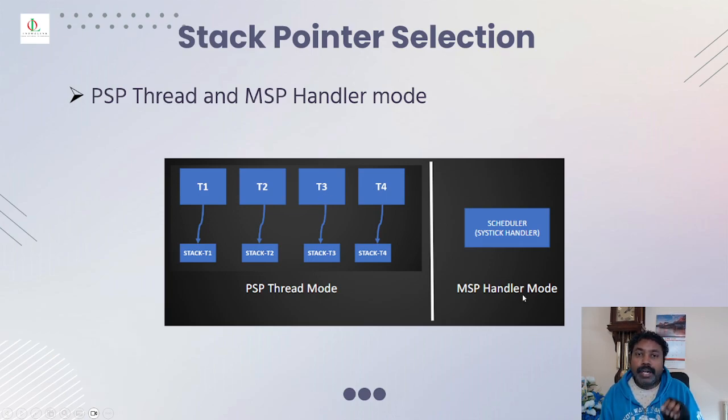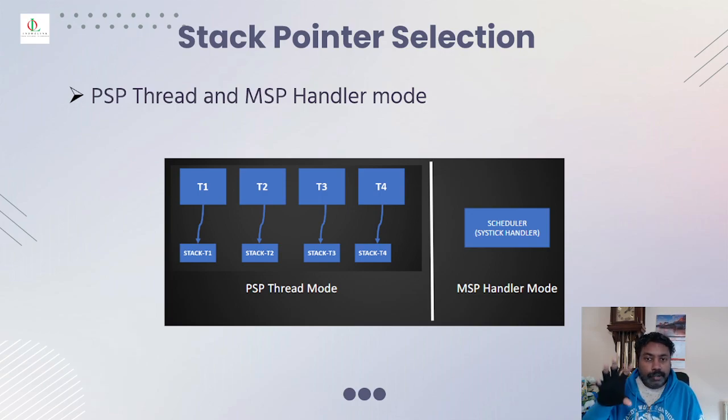So when an interrupt occurs, it will halt this and go to the scheduler, that is the main stack pointer, in the handler mode, and it will operate and then come back to finish all the tasks. So this is how the selection happens. Initially, it will start with the thread mode in the PSP, and once the interrupt starts, it will halt, save the context here, and then go to the handler.